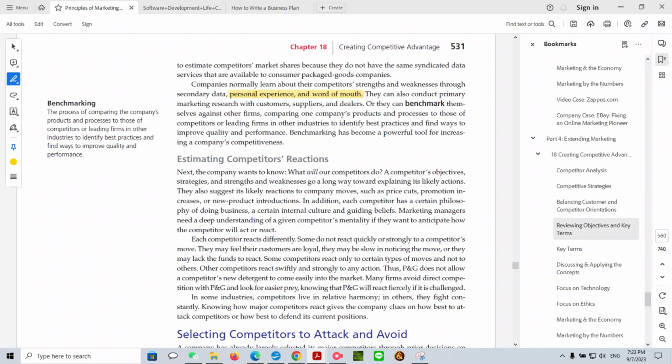Now, in terms of performance, we have to look at performance. Performance can be measured in various ways. One could be in terms of market share, or one could be measured in terms of performance compared to features provided in terms of its benefits. Now, remember that benchmarking is the process of comparing the company's products and processes to those of competitors or leading firms in other industries to identify the best practices and ways to improve quality and performance. So it depends on what kind of benchmark we are talking about. If we're talking about a marketing benchmark, it's that. If we're talking about a technical benchmark, it has to do with the performance. It's a comparative performance among brands, either from the same company or from different companies.